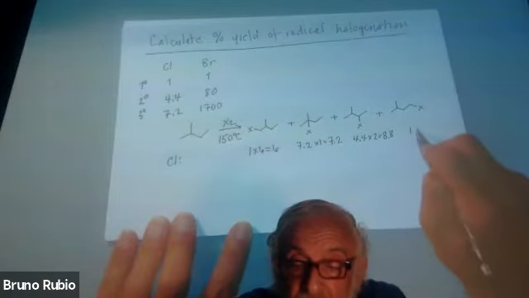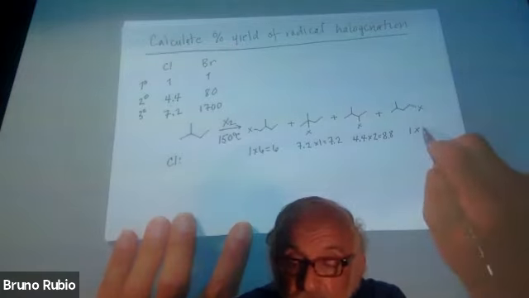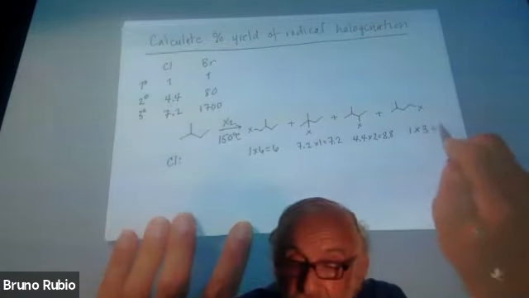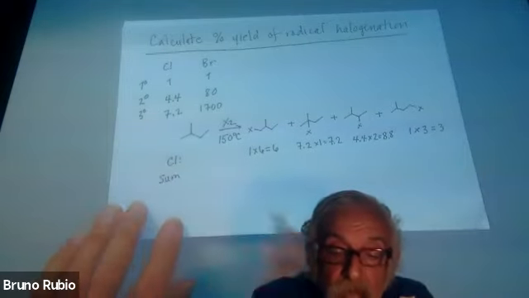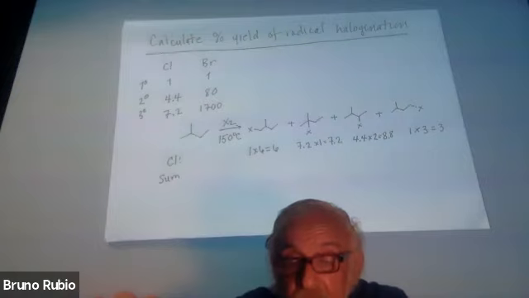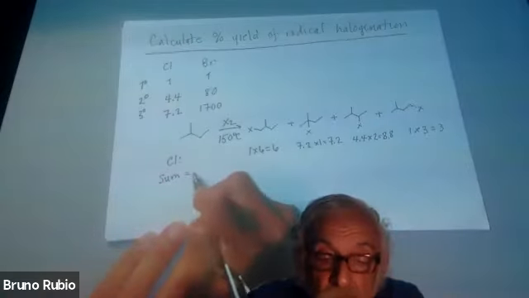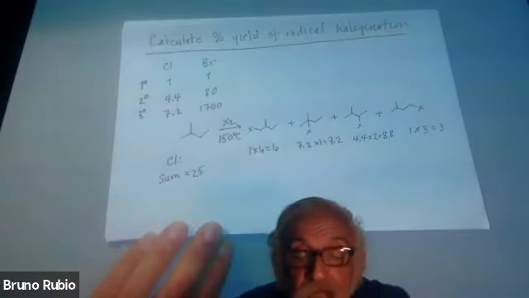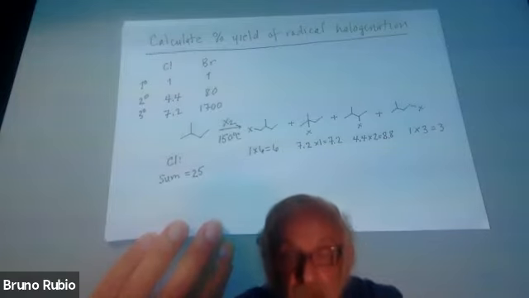so the reactivity factor is a 1, and the statistical factor, since there were 3 hydrogens that could be replaced, is going to be a 3, leading to 3. Okay, so the sum for the chlorine, 6 plus 7.2 plus 8.8 plus 3, that's 25. The sum for the chlorine numbers is 25. And so we're ready to calculate the percentage of each product.